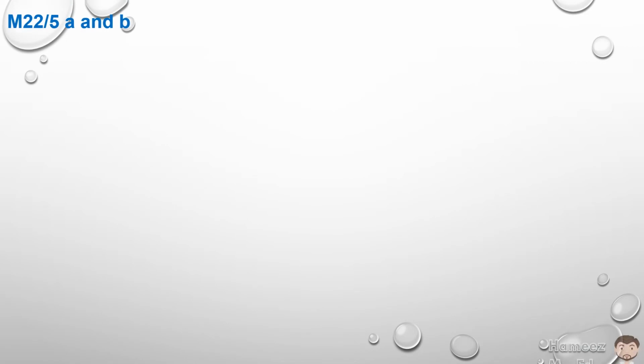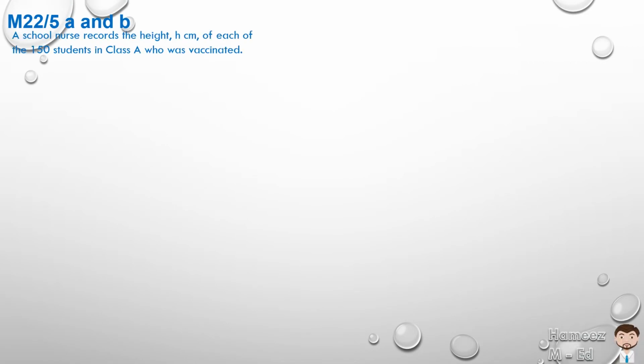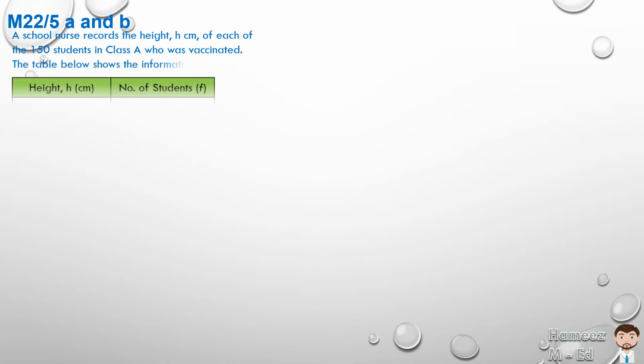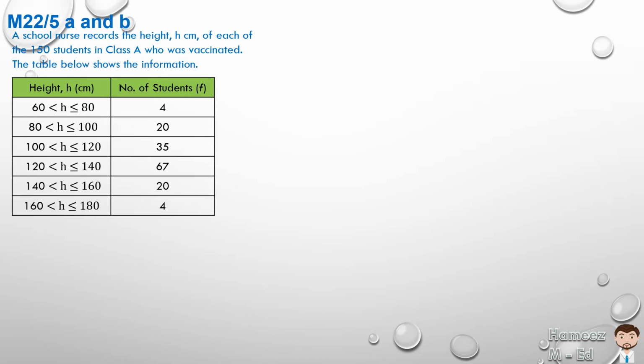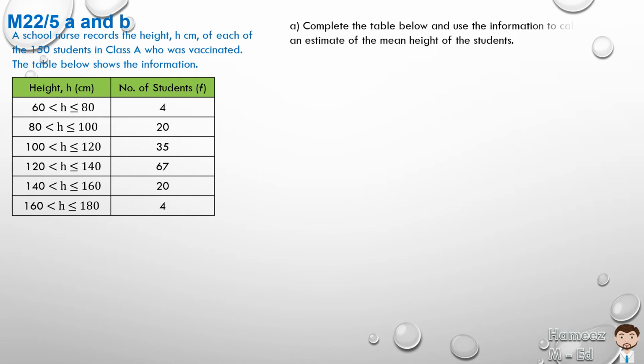May 2022, number 5. A school nurse records the height, in centimeters, of each of the 150 students in Class A who were vaccinated. The table below shows the information. And as we look at the table, we can see that they put them into groups. Part A. Complete the table below and use the information to calculate an estimate of the mean height of the students. Give your answer correct to 1 decimal place.